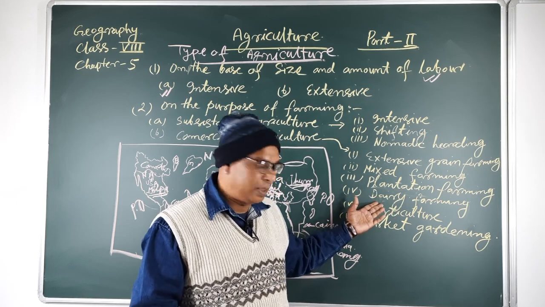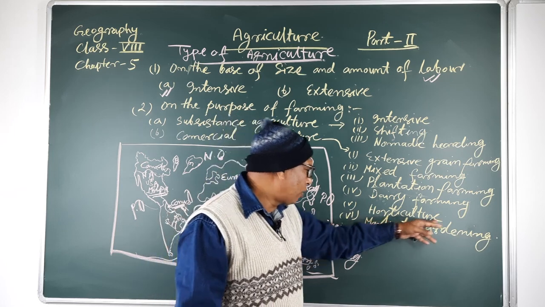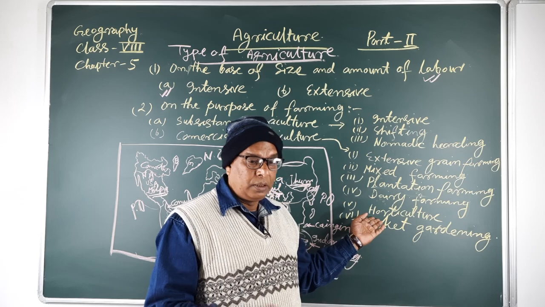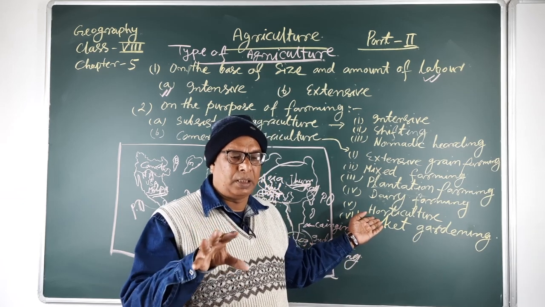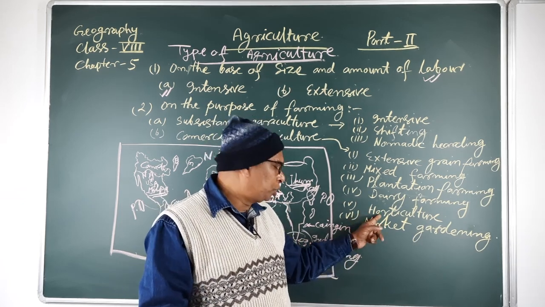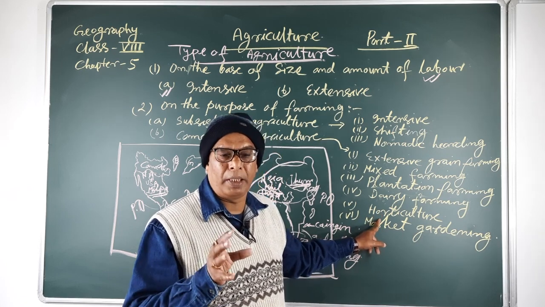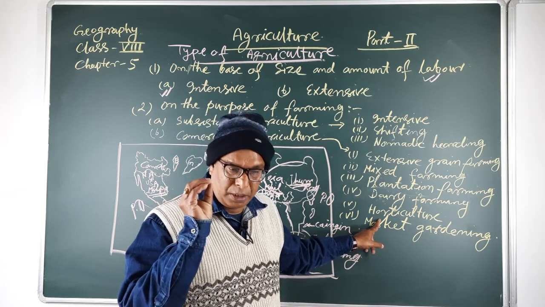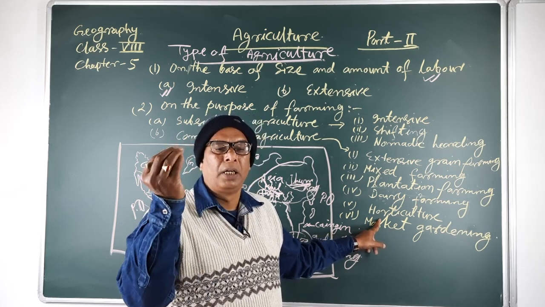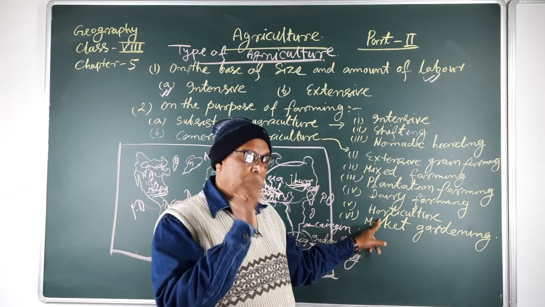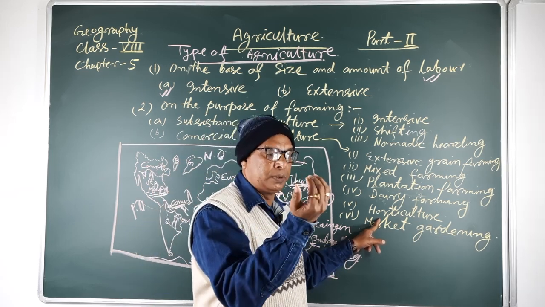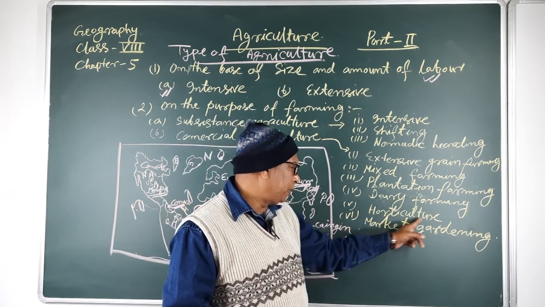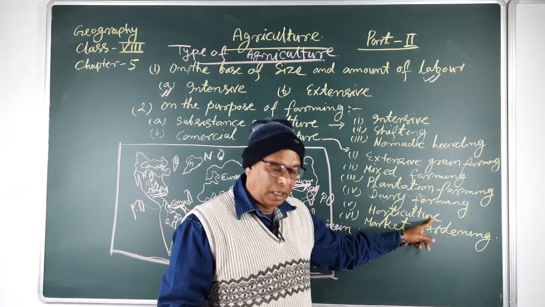grasslands, etc. And horticulture. What is horticulture? That means agricultural farming near a town used for flowering and fruit plants only for commercial use or exporting and gaining foreign currencies from other areas. So, these types of farming are known as horticulture.